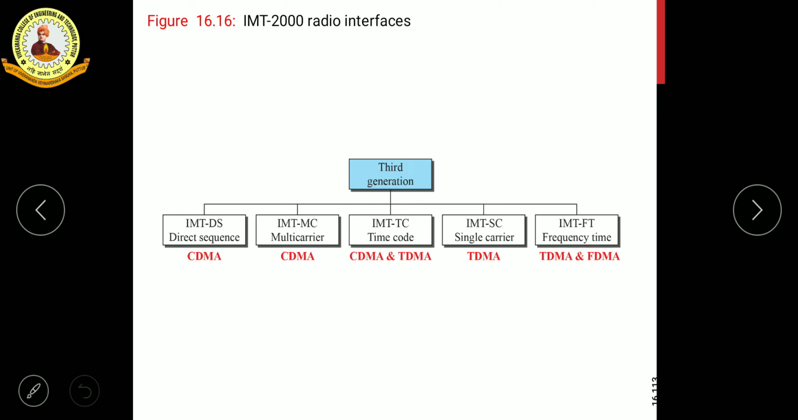Then TC: this standard uses a combination of WCDMA and TDMA. So it is time code. The standard tries to reach the IMT-2000 goals by adding TDMA multiplexing to WCDMA. Then SC refers to using only TDMA. Then FD uses FDMA and TDMA together.